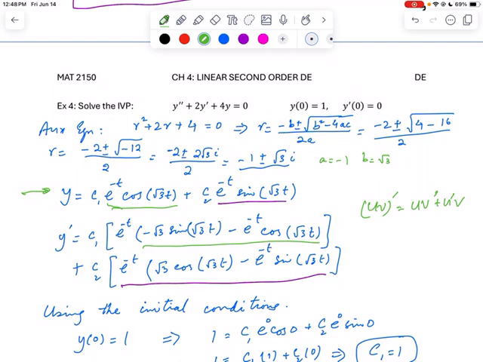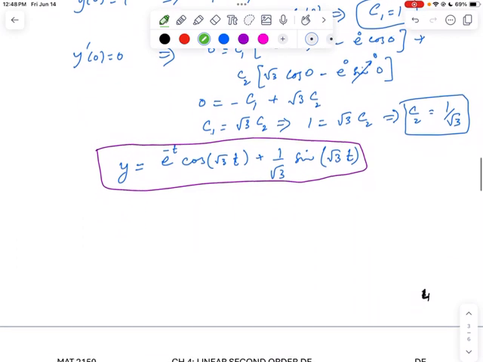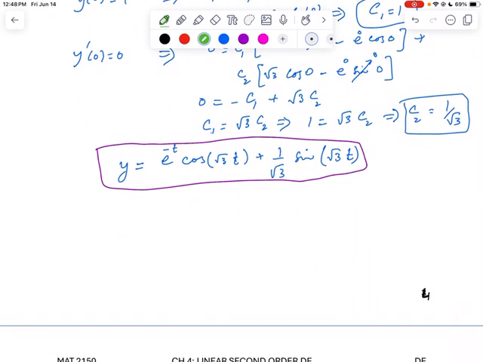So I did that, and then I used the initial conditions, and this is what the answer is. You should be able to follow this, and if not, then you can ask questions. There is one last example left, which I'll do in the next video.